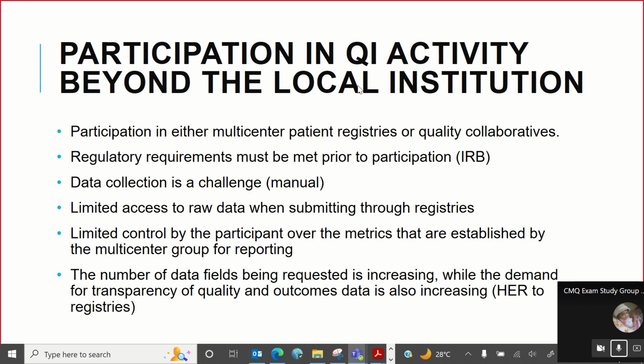If I'm participating in a quality activity that's across multiple institutions, why do I need regulatory requirements? That would definitely be the reason, or to improve population health.